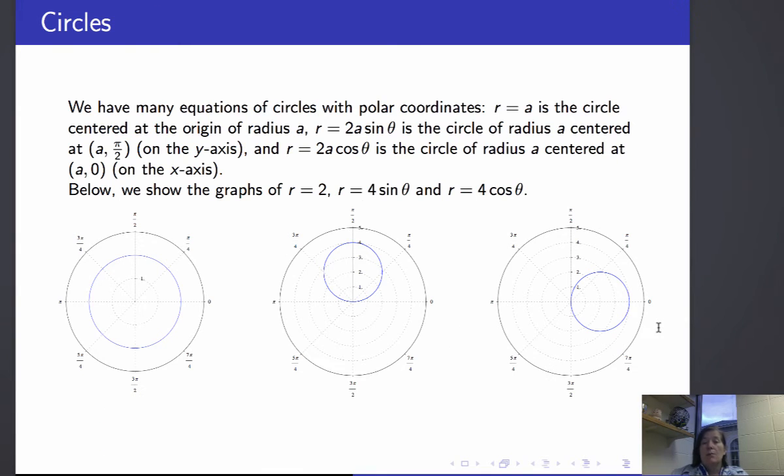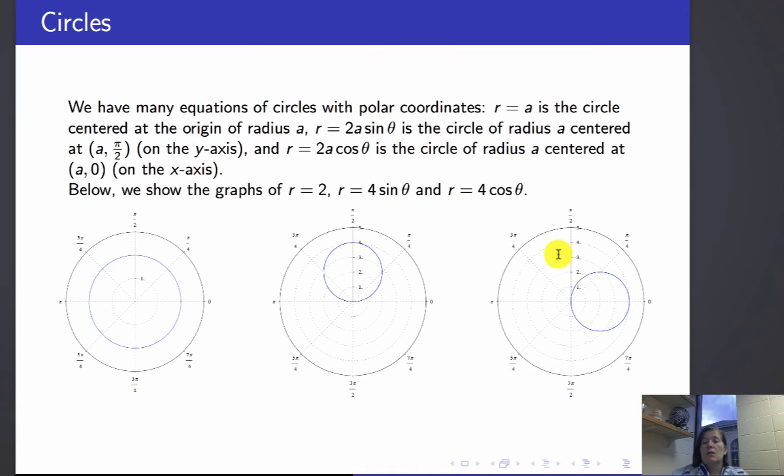Now, we've seen that there are a number of equations of circles in polar coordinates. r equals a, some fixed value of r, is a circle centered at the origin of radius a. And the equation r equals 2a sine theta traces out a circle of radius a centered at the point r equals a, theta equals pi over 2 on the y-axis. The equation r equals 2a cosine theta is also a circle, and this one has a center on the x-axis at the point a, 0 and has radius a.